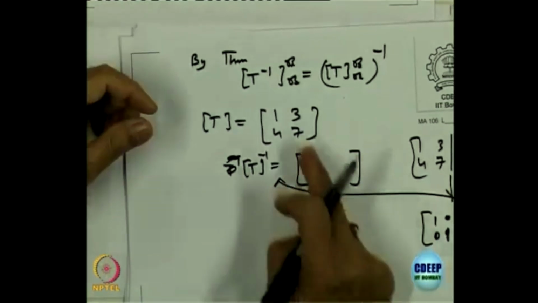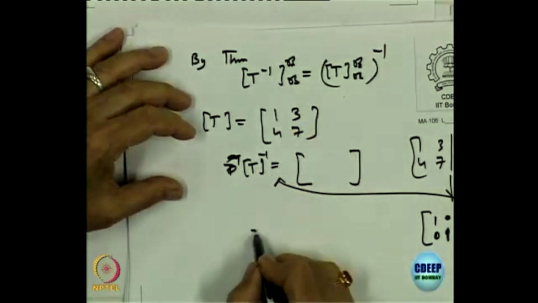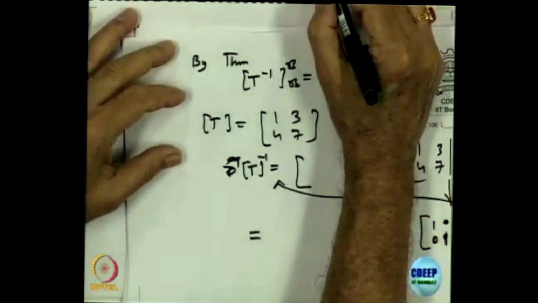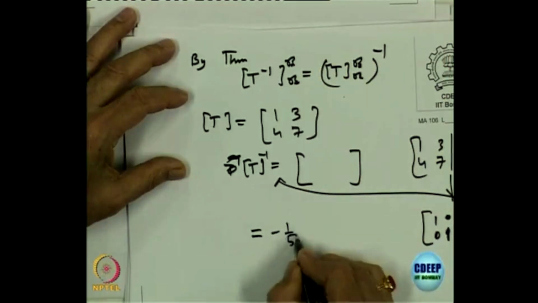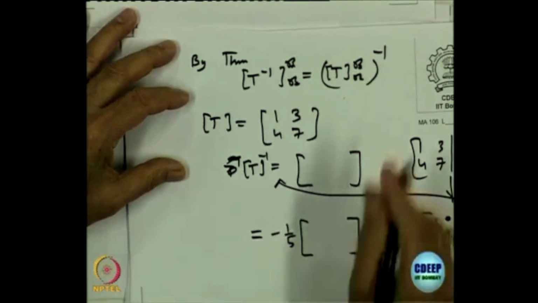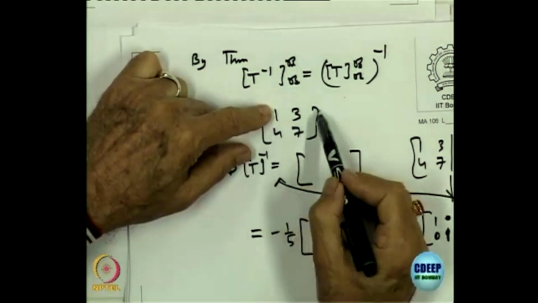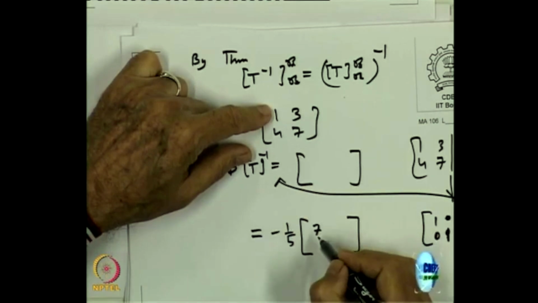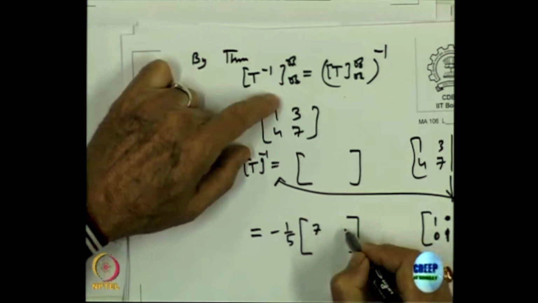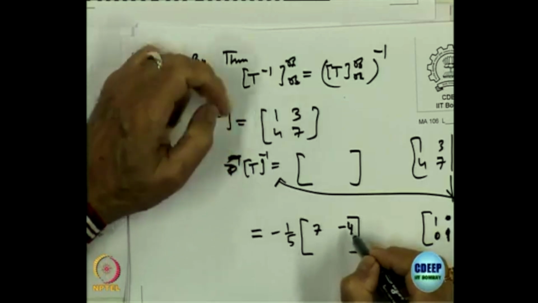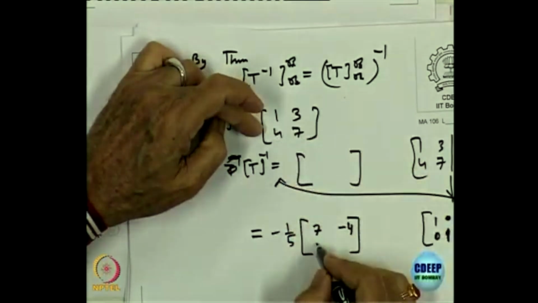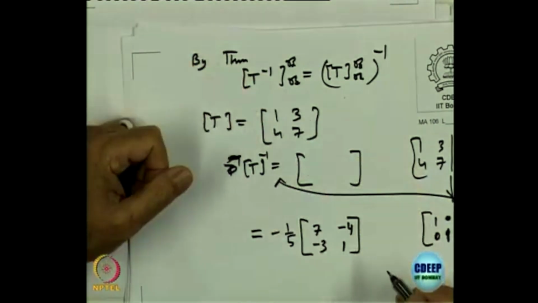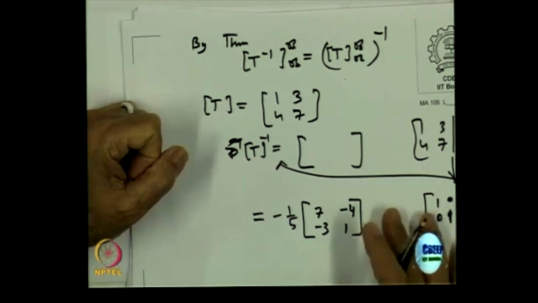Or you can do it using the determinant, which you have already found. If you use the adjoint method, what was the determinant? Minus 5. So minus 1 over 5, adjoint method. So what will be the first row, first column? What should I put here? 7. Then the next one goes minus 3, and similarly this goes minus 4, and that goes 1. So that is the inverse.